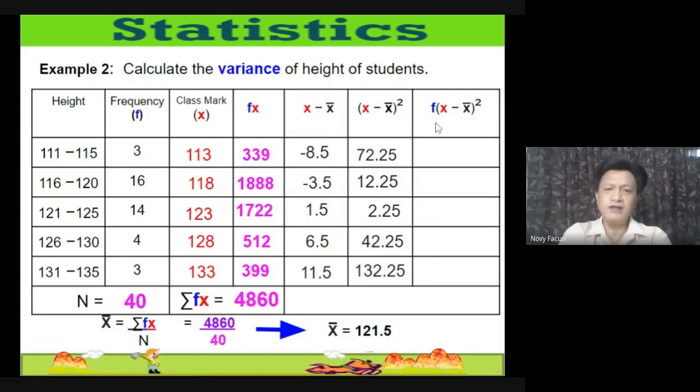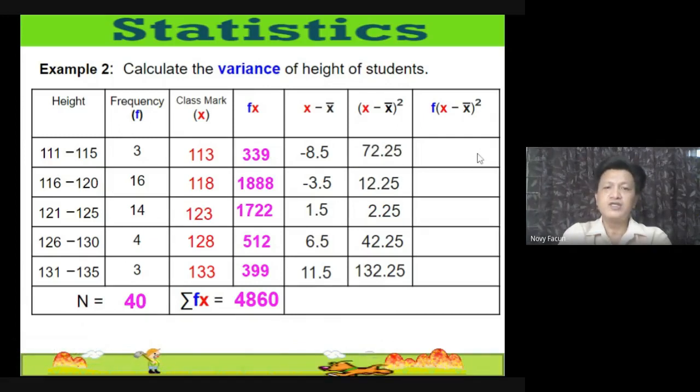Okay, and then to find the last column, i-multiply lang natin kung ano yung nakuha natin dito sa in-square natin doon sa frequency. Kaya nga, the solution would be 3 times 72.25, the product is 216.75. Then another, we have 16 times 12.25, that is equal to 196. Then 14 times 2.25, that is 31.5. Then 4 times 42.25, that is equal to 169. Then 3 times 132.25, that is equal to 396.75.